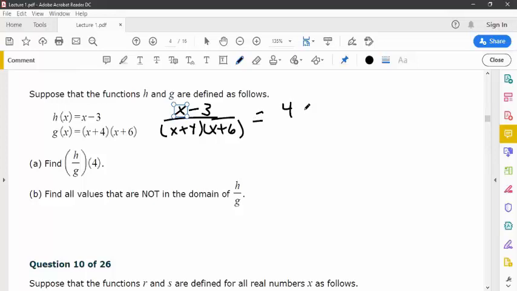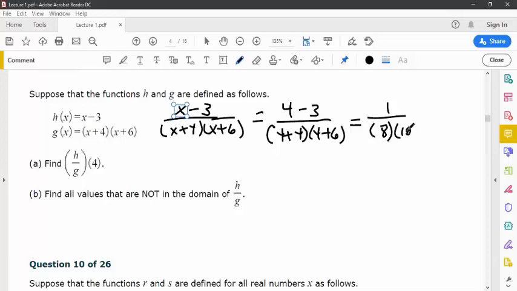So that would give us 4 minus 3. And notice I have parentheses, 4 plus 4 times 4 plus 6. So 4 minus 3 is 1. And in the denominator, I have 4 plus 4, which is 8. And 4 plus 6, which is 10. And my numerator is 1. And then I'm just going to multiply the two values together. So 8 times 10 is 80. So my answer would simply be 1 over 80.